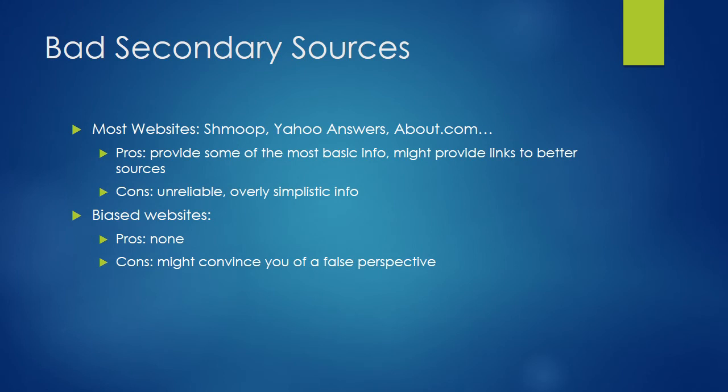And last of all, we've got the bad secondary sources. And these include most websites, especially stuff like Yahoo Answers and About.com, and any sort of website where people can just add answers with no kind of filter. You can't really trust what these sites say. You'll often get contradictory information, and it might just even throw you off rather than help you get closer to the answer you're seeking. So really just avoid these. Look for reliable websites as I outlined in the previous section. And also biased websites are totally useless because they will provide you with a false perspective that could lead you astray in your research.